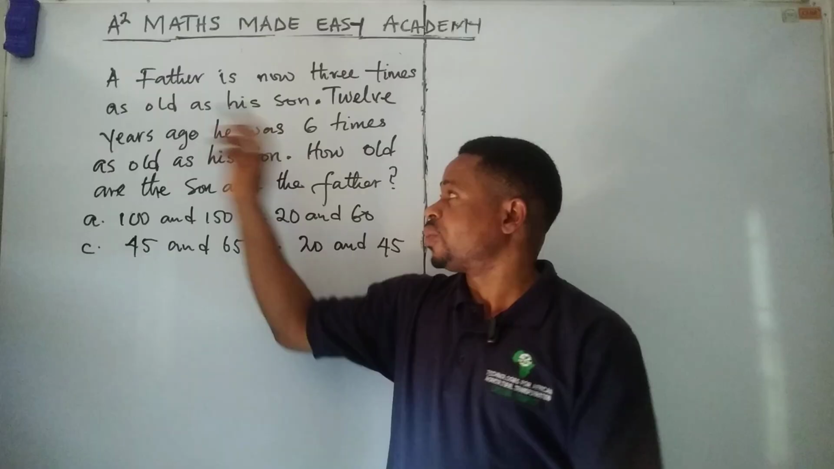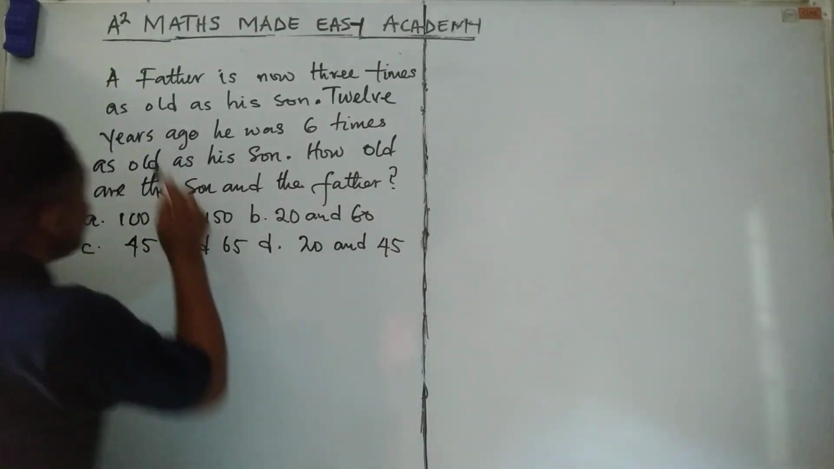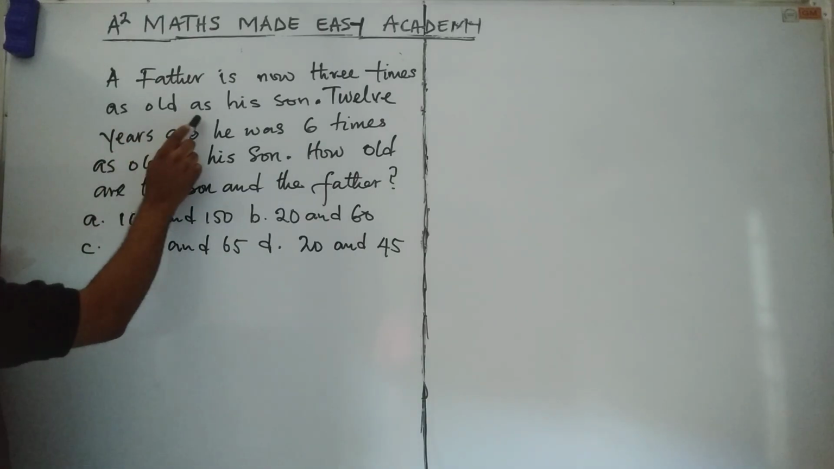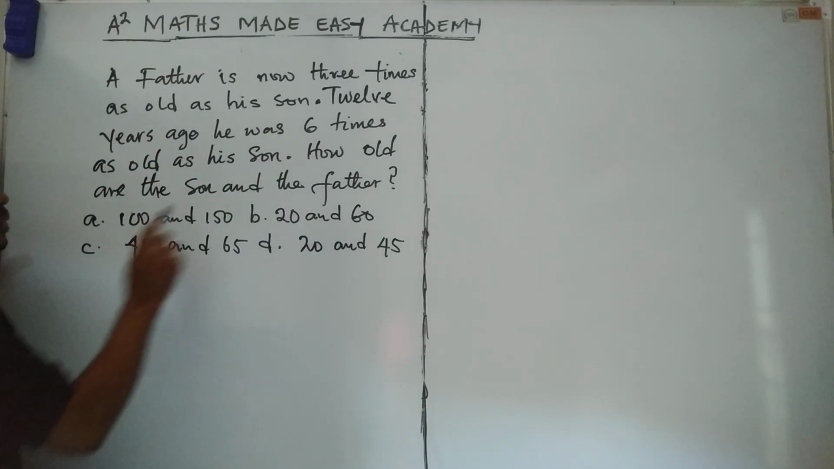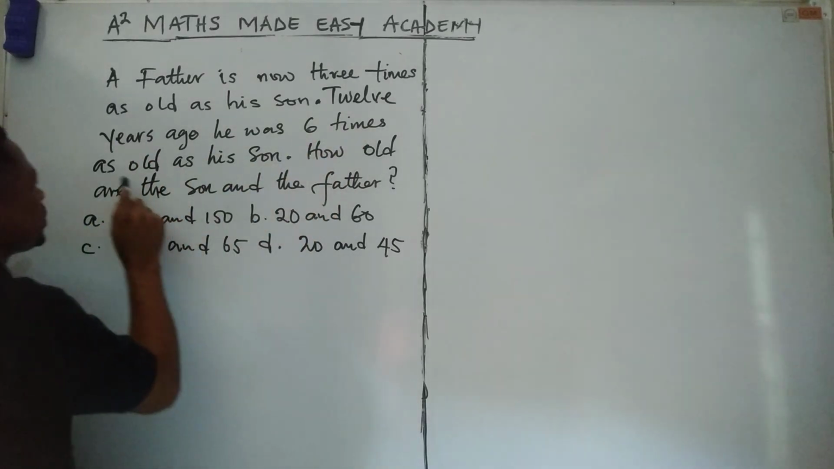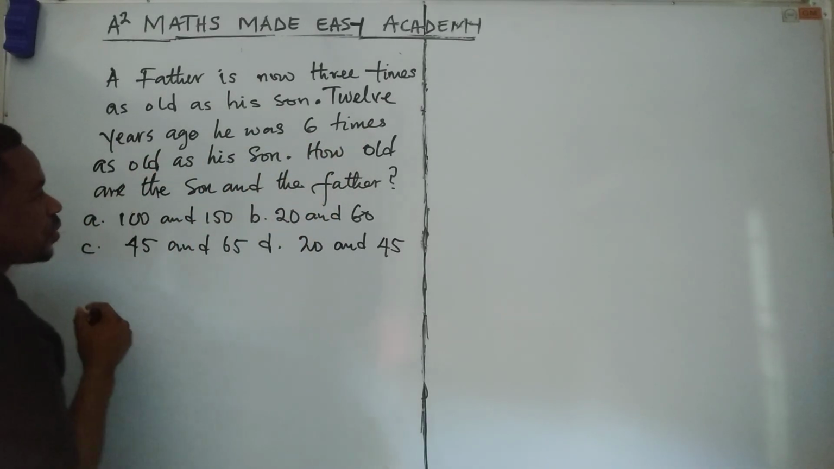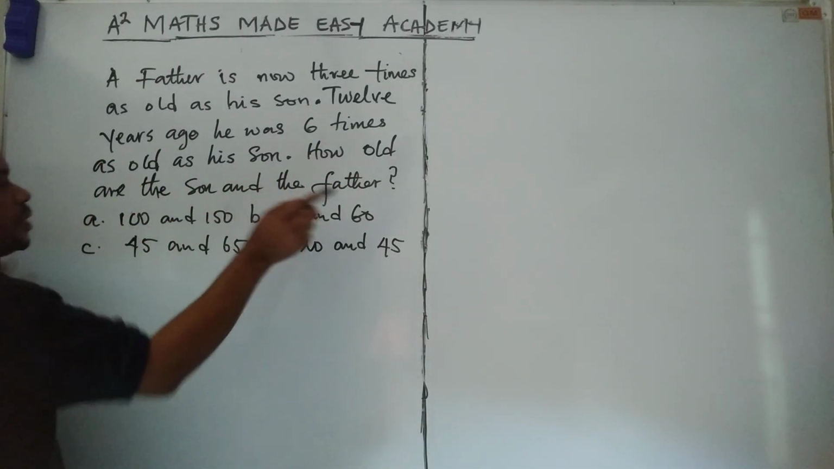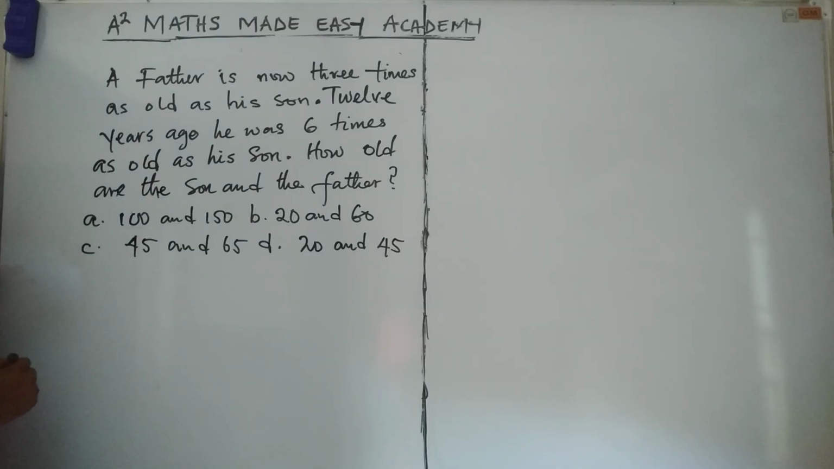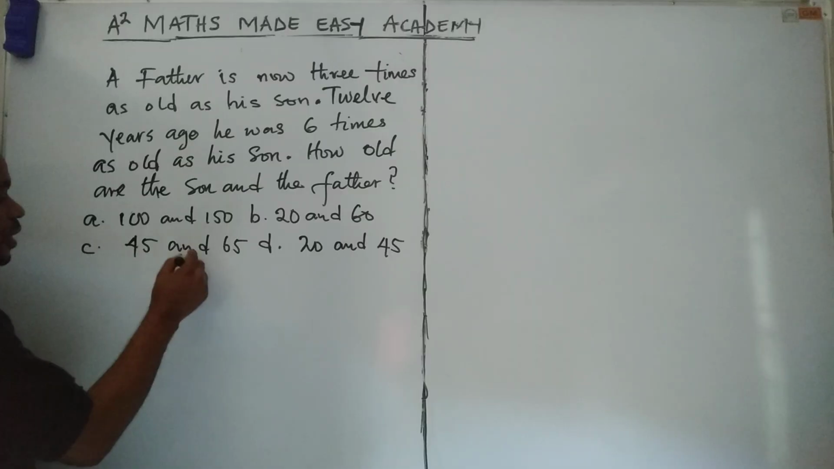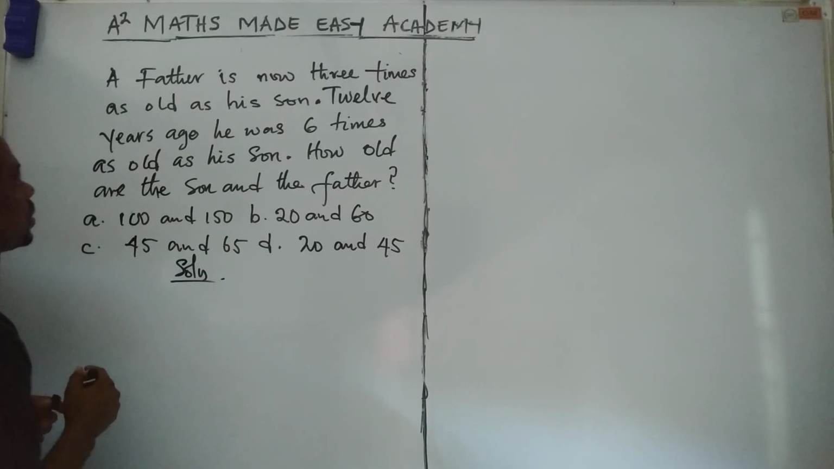Watch. Now the question says, a father is now 3 times as old as his son. 12 years ago, he was 6 times as old as his son. Now the question is, how old are the son and the father? Are you with me now? Now I want you to watch. It is very, very simple. We call it everyday word mathematics. Now let's thrash it.